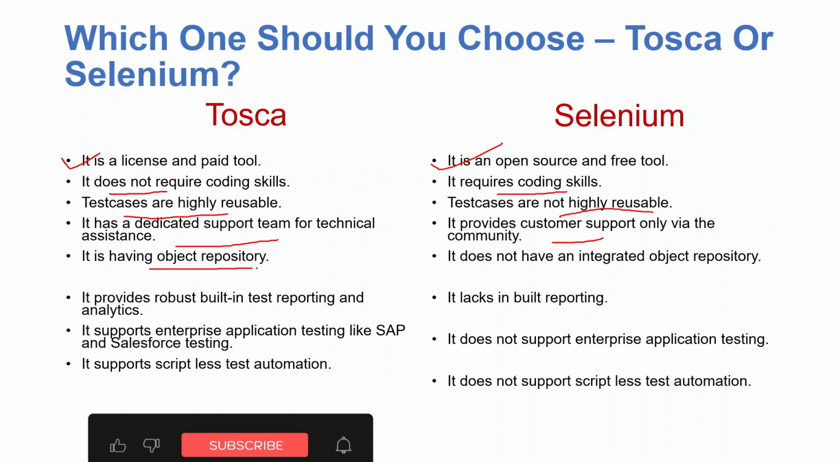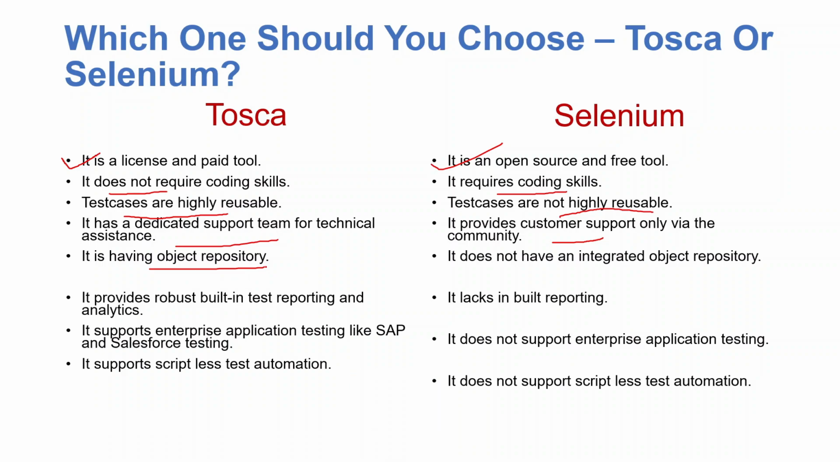Tosca has an object repository where we can save our test data, test cases, everything, and other people can access it. But in Selenium, we don't have any integrated object repository. Tosca gives reporting and analytics features, whereas Selenium lacks this feature. We don't have any reporting and analytics in Selenium.